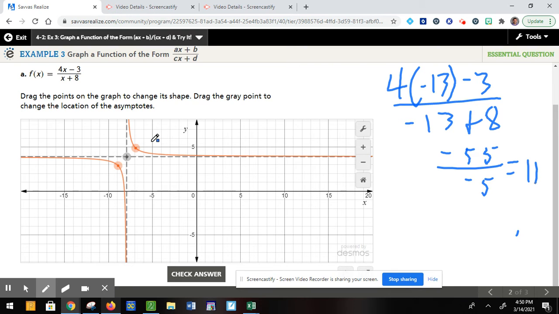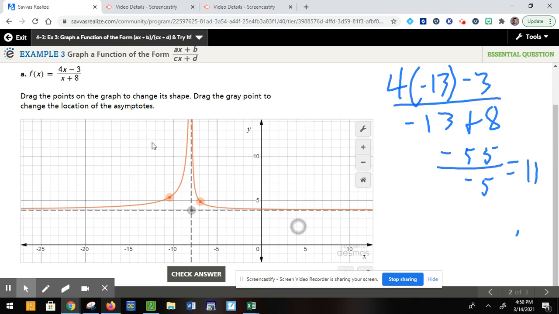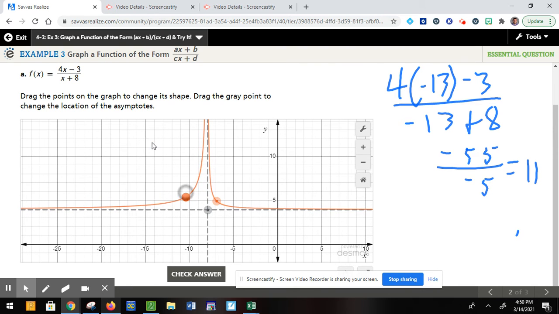Question might be, how did you pick negative 13? And the answer is, I tried a bunch of these before I hit record. So you just pick a bunch of x values, and this one actually worked out pretty nice. I'm going to have to zoom out even more. So negative 13 and then up to 11.